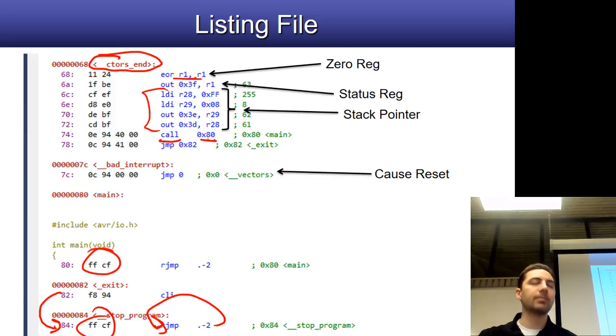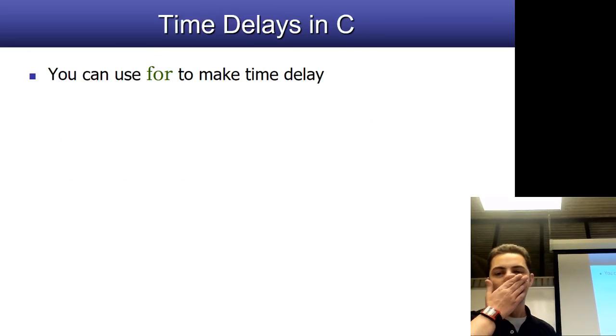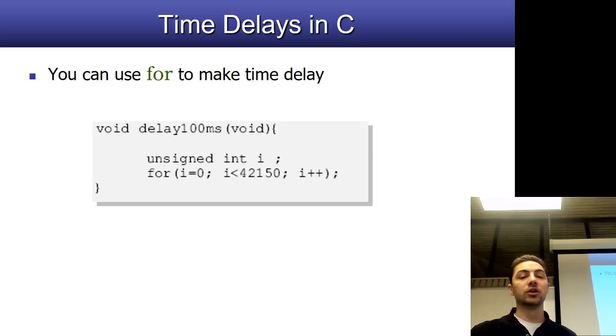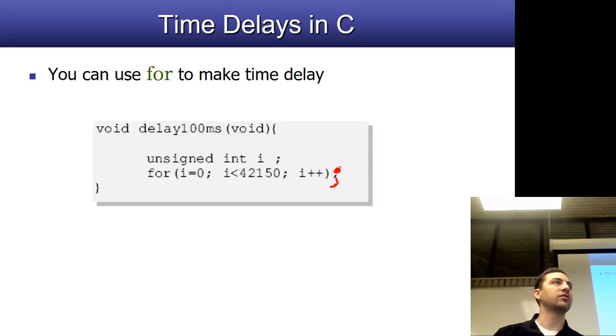All right, let's talk about using C to do something for a second. Now, we've gone through a program that does nothing. Let's write some code that does something. We've already done time delays, right? Time delays are nothing more than loops that waste time. So here's a loop that does nothing. That's right. It's got just a semicolon here. That says for I equals 0, I less than 42,150, I plus plus, do nothing.